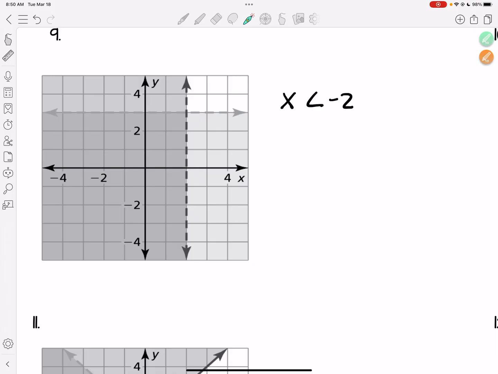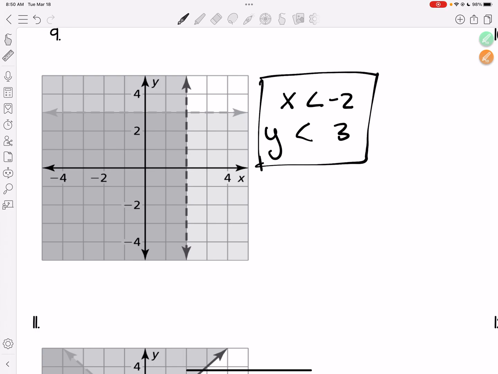Now I do the same thing with the horizontal line that's going straight this way. I know this means it's y. Again, it's dashed, so I know it's not equal to. It's at 3, and I can see that y is everything below that, meaning it's everything smaller, so I'd go y is less than 3. And that's all you have to do, and that's your system of inequalities.